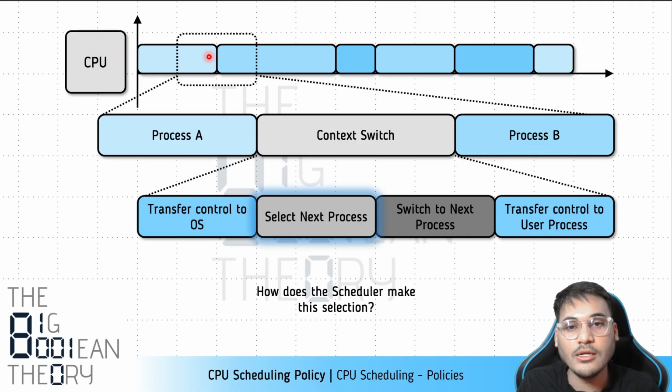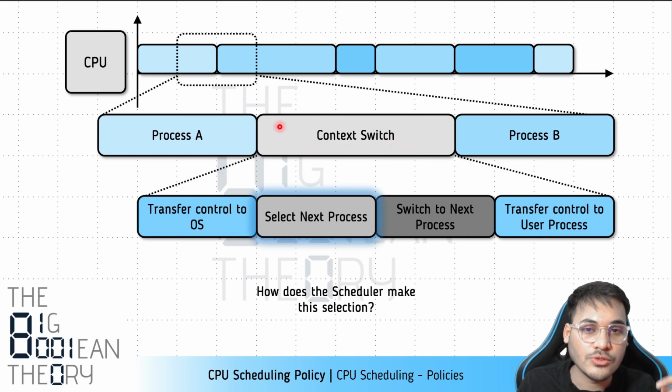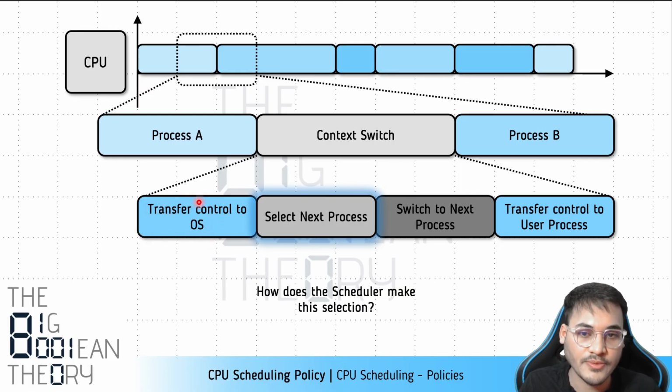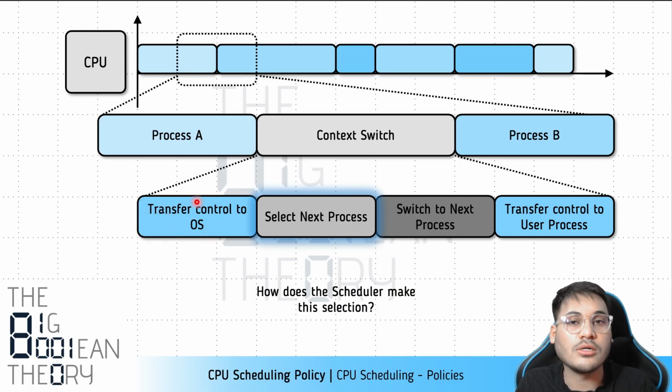Here I am trying to zoom into one of the context switches. As you can see, we are switching from process A to process B, and this is the part where the context switch is happening. If we zoom into what exactly happens during a context switch, these are the different activities that are part of it. First of all, you transfer the control to the operating system. Then the scheduler selects the next process that has to be executed.